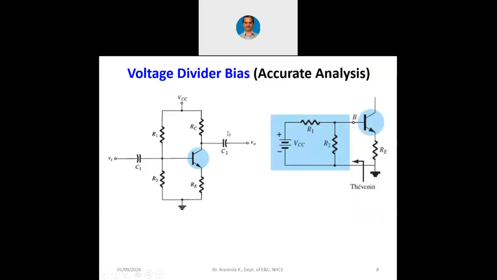Now we can replace this circuitry by means of this particular equivalent circuitry. Here VCC is connected to R1, then we have R2. So VCC is connected to R1, then there is R2 with respect to ground, then R1 and R2's junction is connected to the base, then we have this RE. So we can write a Thevenin's equivalent circuit.